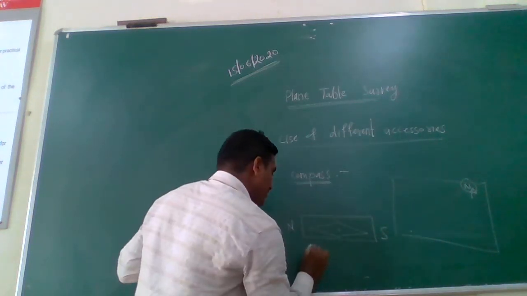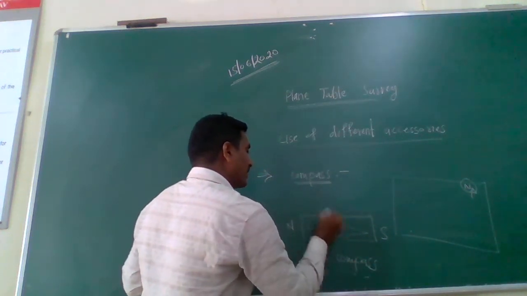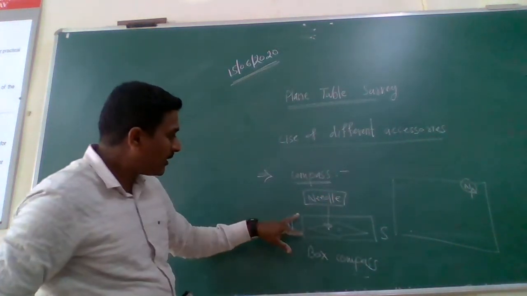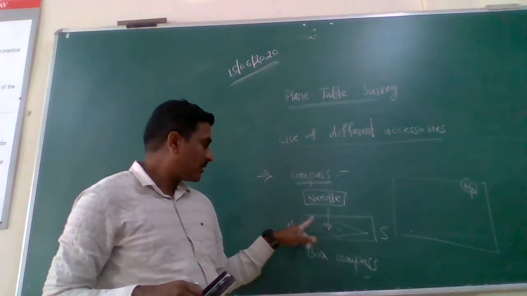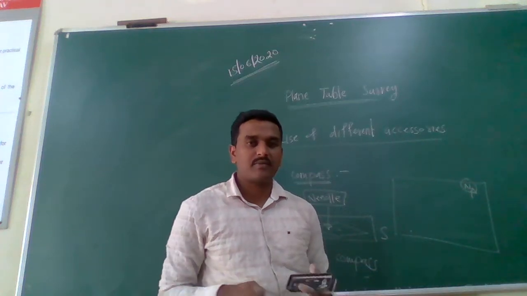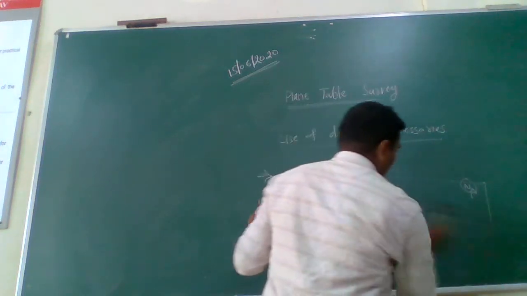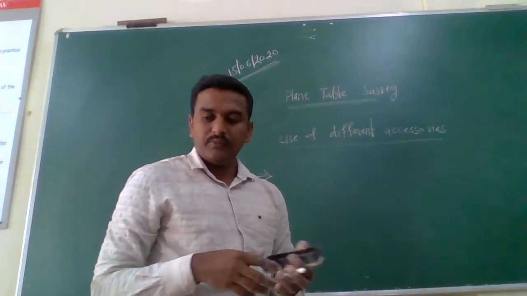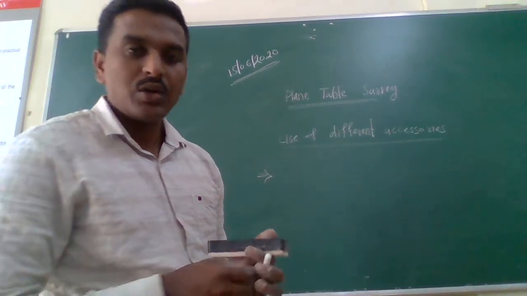Okay, so this is the box compass. Why is it a box compass? Because a small magnetic needle is fixed in a box. Therefore, it is known as box compass. So the use of the box compass is to mark the north direction on the paper. Okay. The next accessory is U fork.